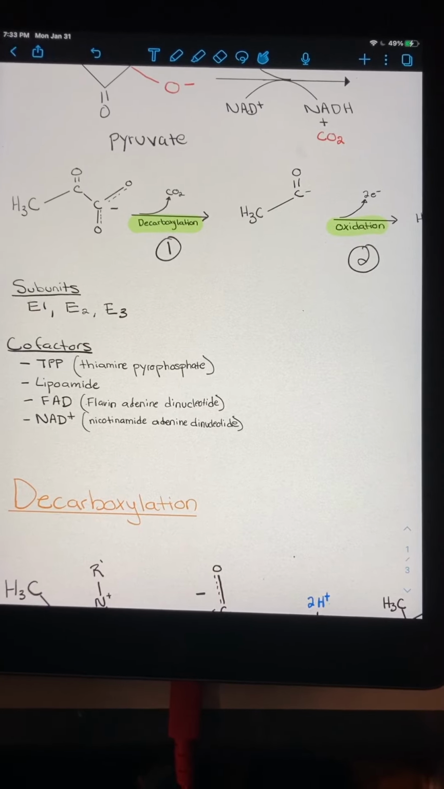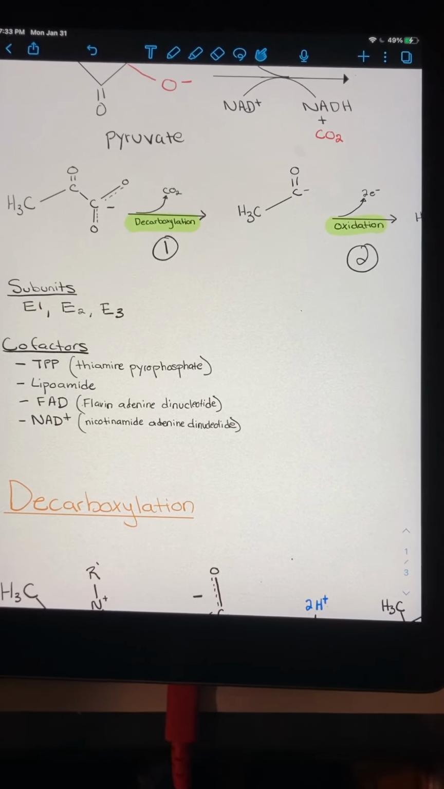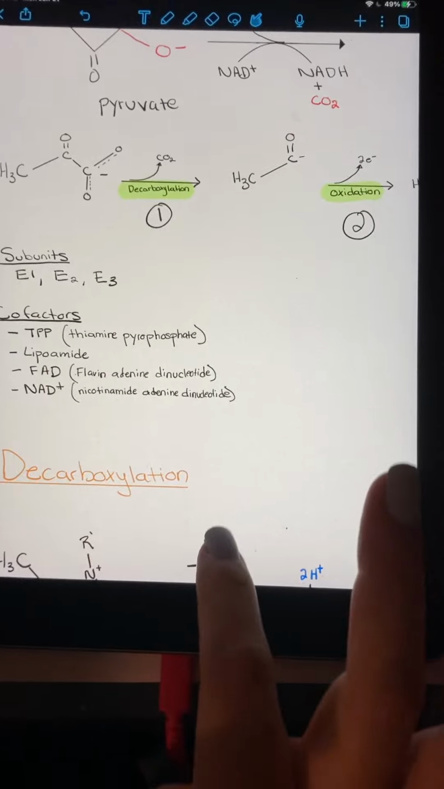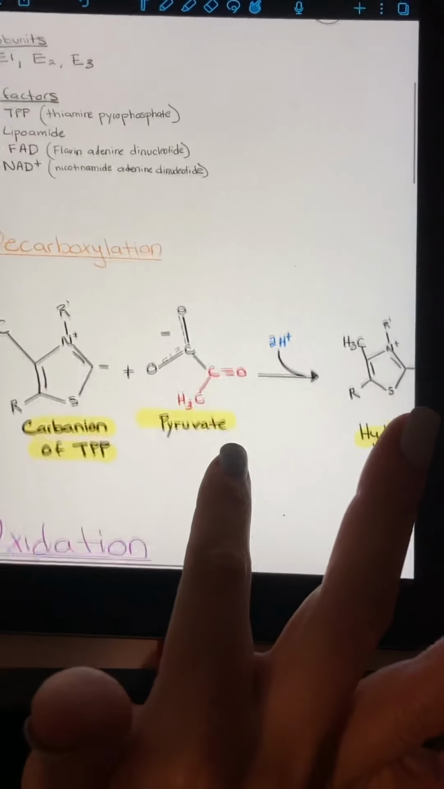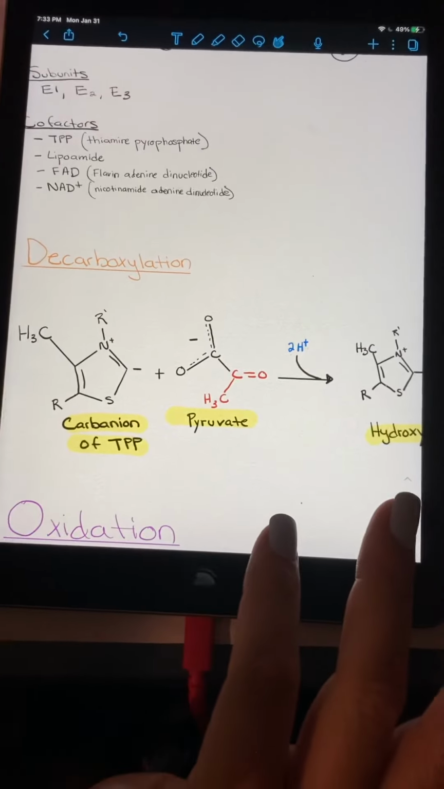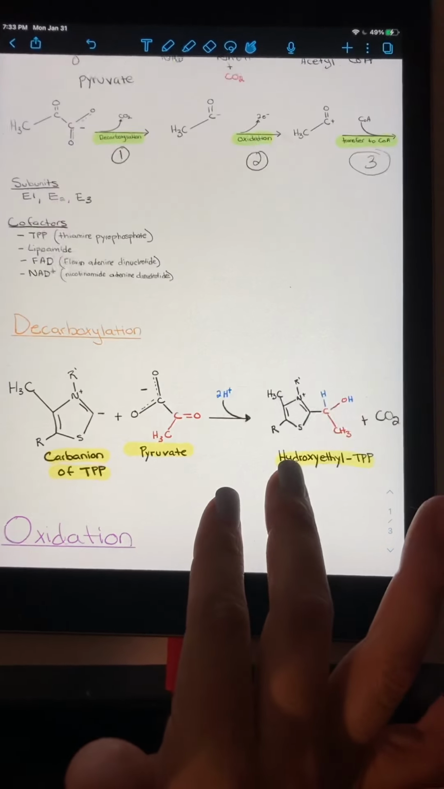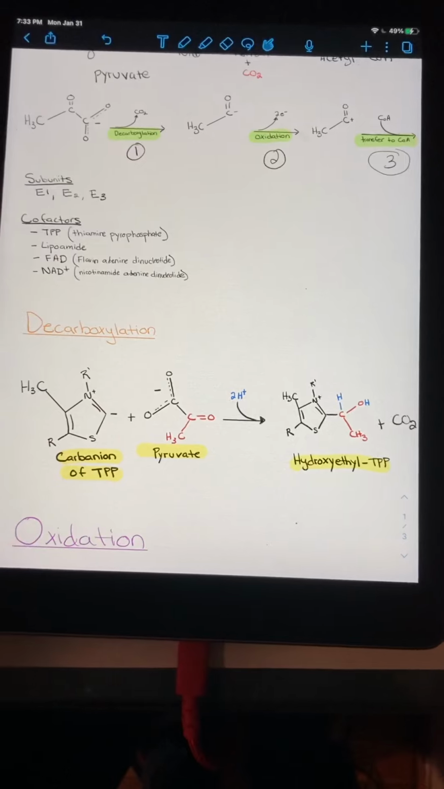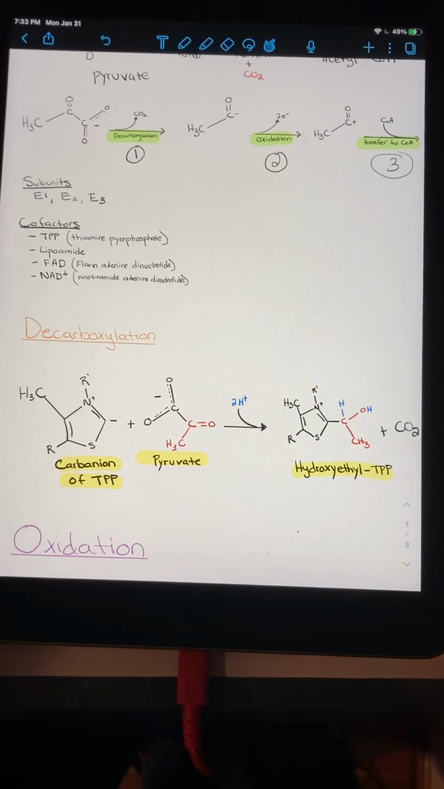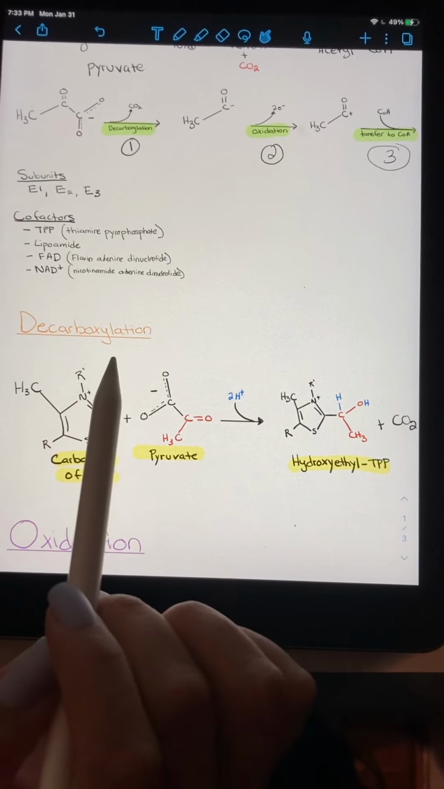The E1 enzyme subunit, which performs the first step, uses thiamine pyrophosphate, or TPP, to extract carbon dioxide from the pyruvate. So this first step is known as decarboxylation.